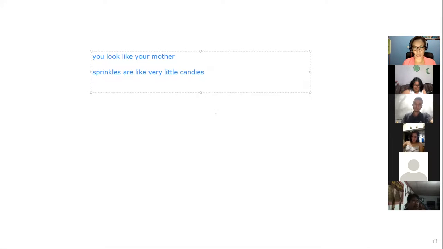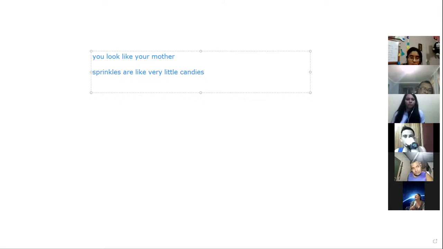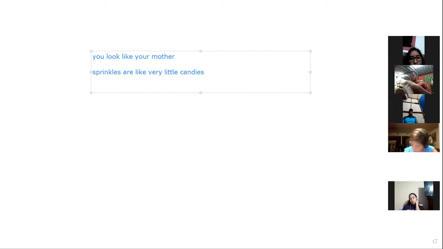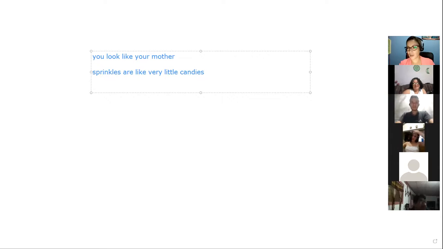How you can say sprinkles are like very little candies, right? Sprinkles son como aquellas chispitas, ¿verdad? Las chispitas de dulces. So you can say sprinkles are like very little candies. Las sprinkles son como caramelos bien chiquitos. So you're using like also to give a description, to make a comparison, estamos comparando acá. And those are the main functions of like.